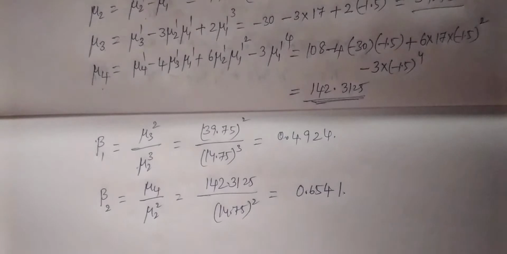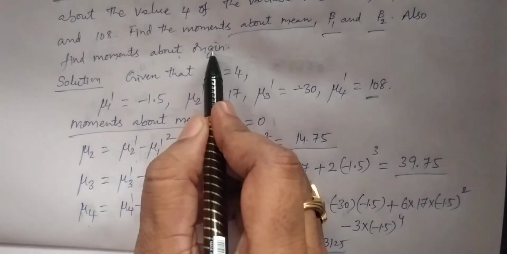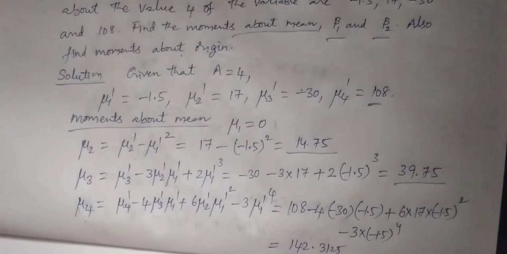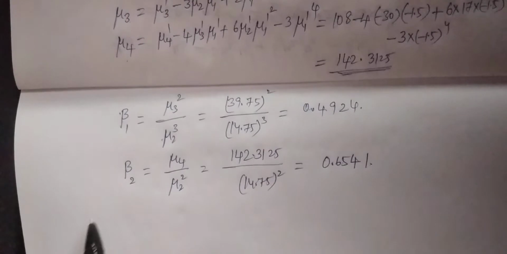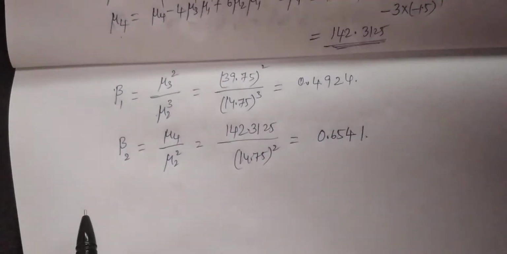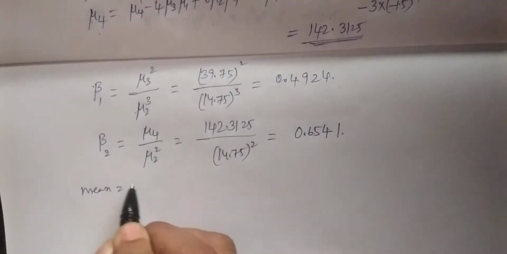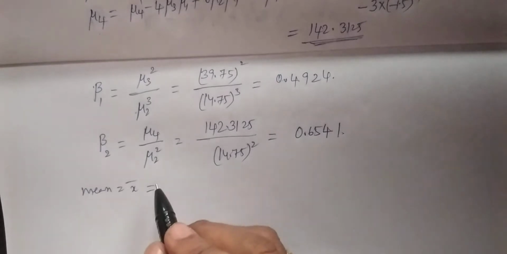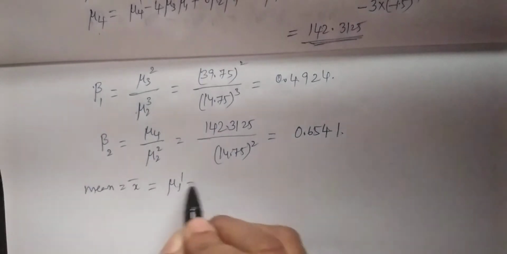And then another question is given. You observe here, also find moments about origin. So for that you have to calculate the mean first. So I am calculating mean. Mean is equal to x bar, which is going to be calculated by using the formula mu1 dash plus a.